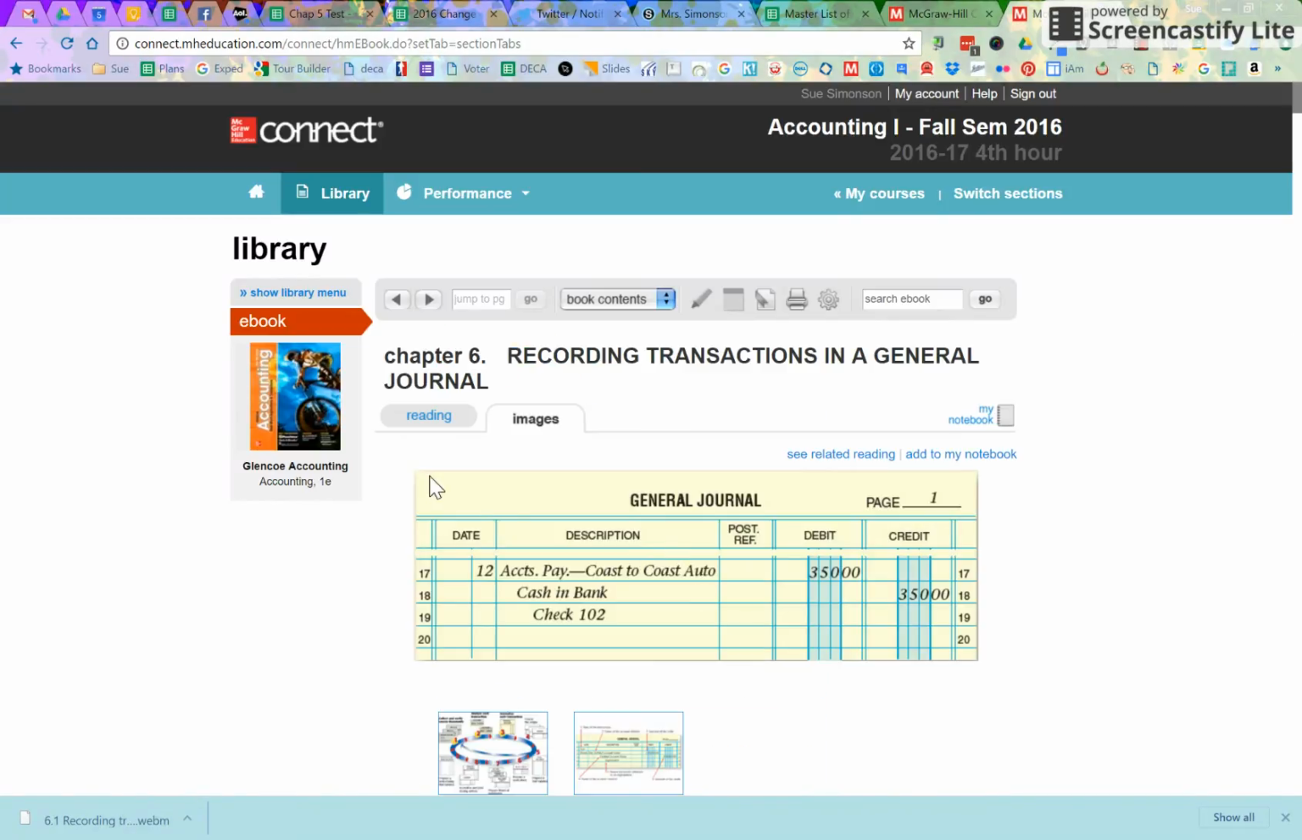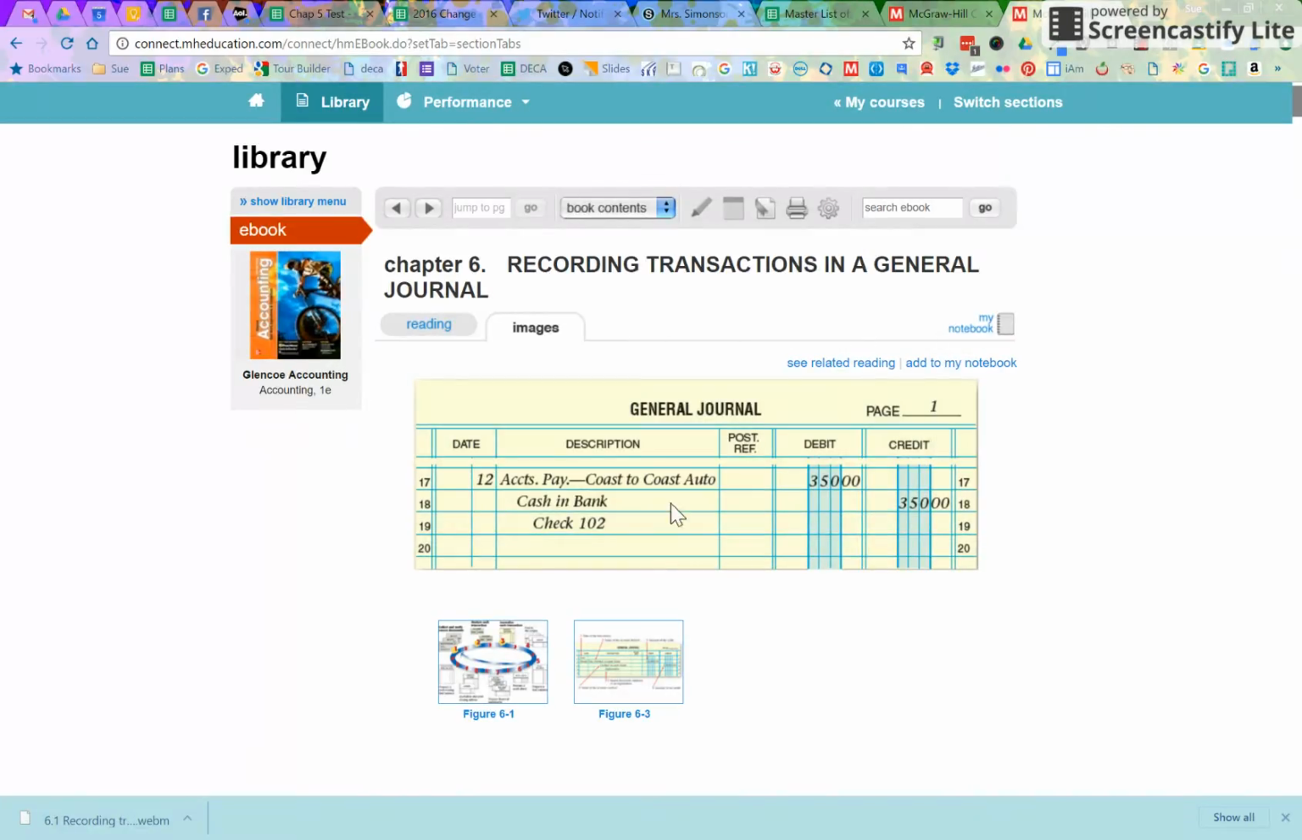One thing I forgot to mention is you notice here in these journal entries, the debit is always written first because it's on the left side. Things are indented a little bit here. Cash is indented. It's the credit. And then you'll notice even the source document is indented a little bit there.